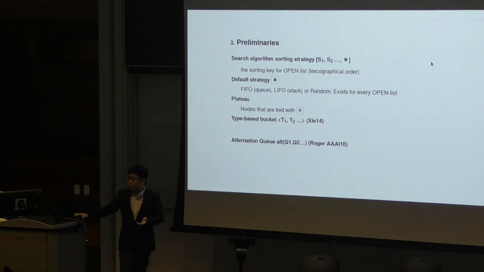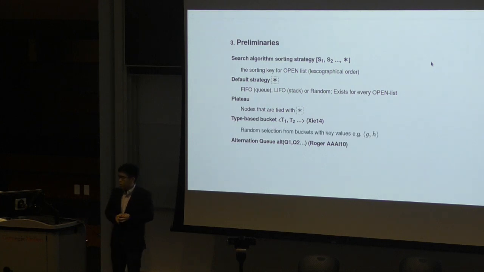Another preliminary is type-based search, proposed in AAAI 14. This is a random selection from the buckets with key values, like G value and H value. These vectors form a key, and every time you expand a node, you pop from a random bucket. And another one is the alternation queue, which maintains multiple queues and expands in an alternating manner.